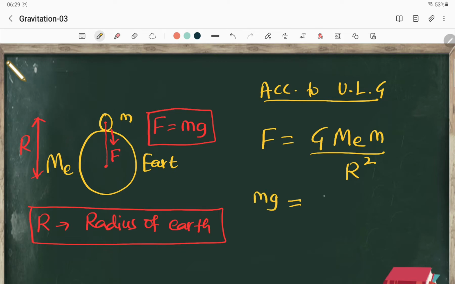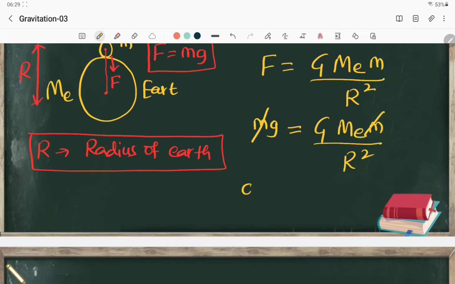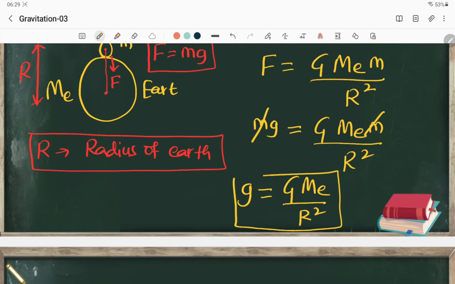So mg is equal to G Me m divided by r square. Here m and m get cancelled, and we get one equation, that is small g is equal to capital G into Me divided by r square. So this is the formula for the acceleration due to gravity of earth.